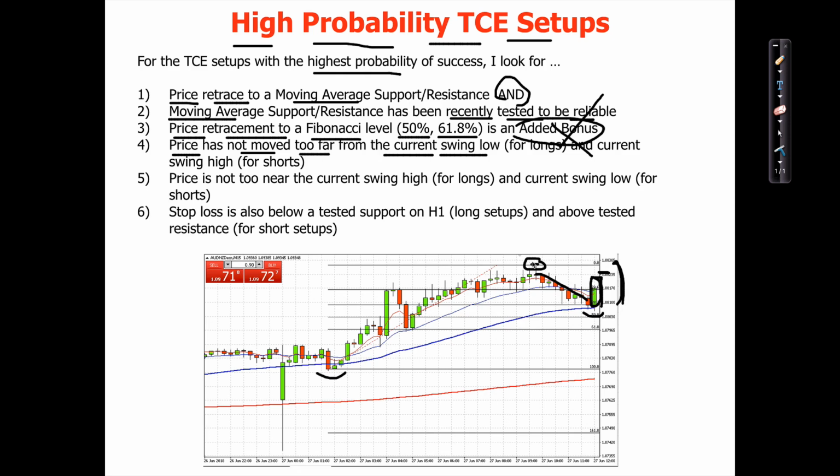Or the recent swing high. Call it recent swing high. Okay, and I've mentioned this again many times. Very, very important. This is a must. I'm going to put a star over there.